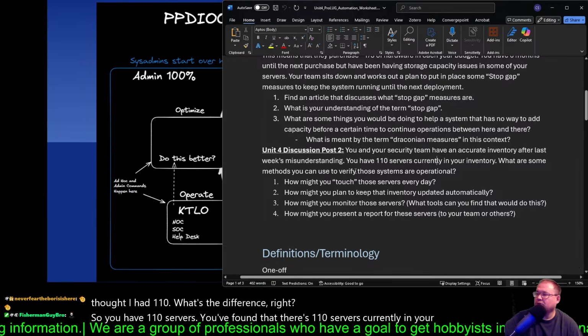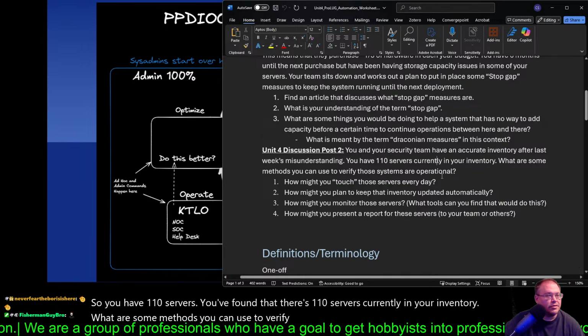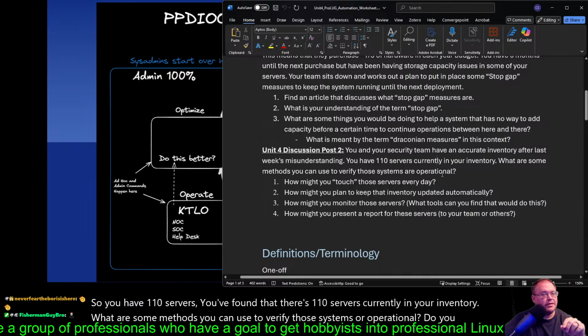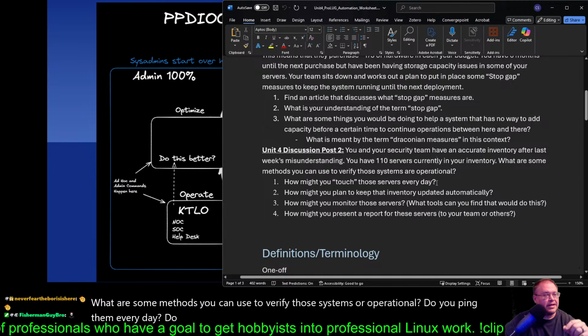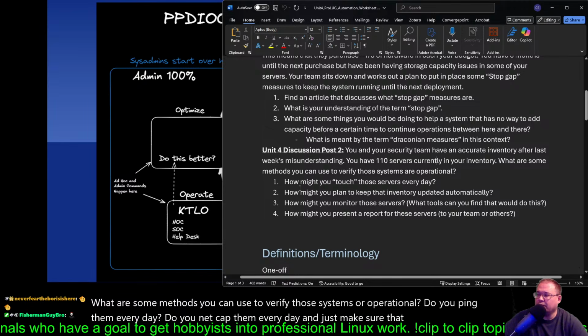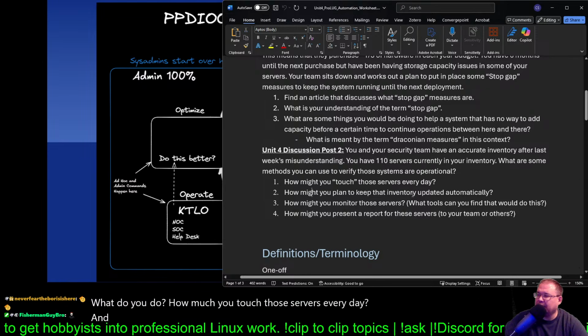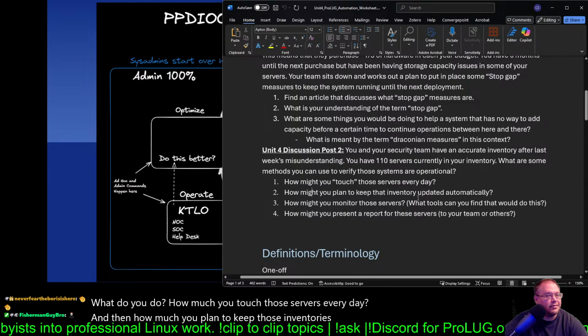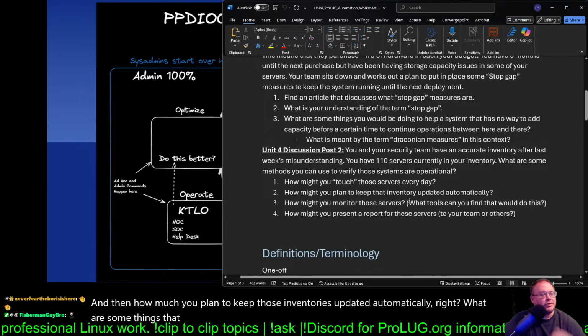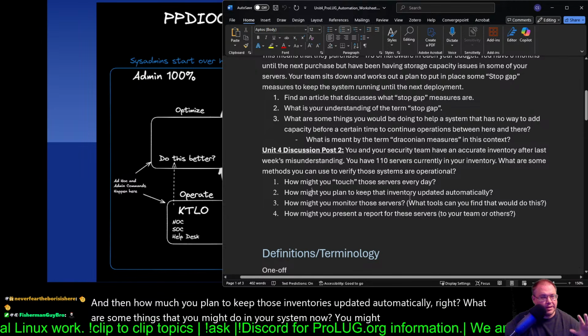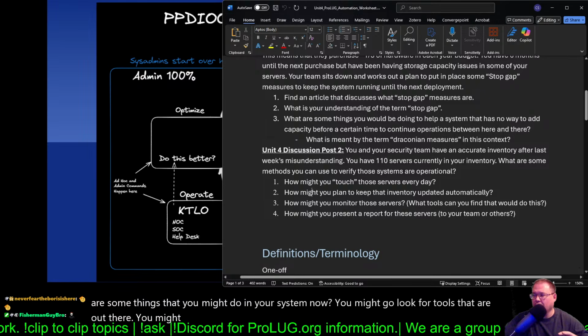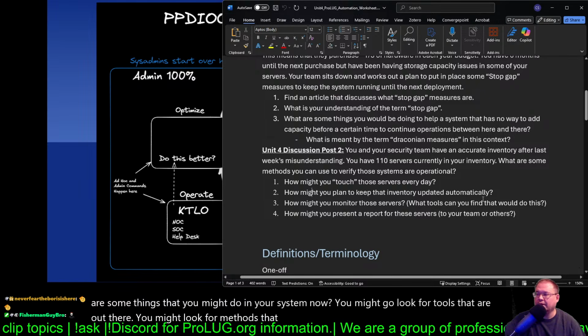What are some methods you can use to verify those systems are operational? Do you ping them every day? Do you netcat them every day and just make sure that the service is up? What do you do? How much do you touch those servers every day? And then how much do you plan to keep those inventories updated automatically, right? What are some things that you might do in your system? Now, you might go look for tools that are out there. You might look for methods that other people are doing.